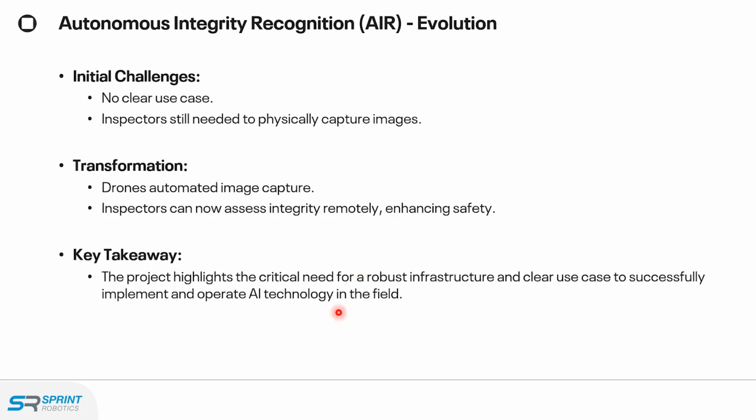So key takeaway. The project highlights the critical need for a robust infrastructure, and how to operate AI in the field. So it's a success story. A lot of the Shell sites are already using it. They have the infrastructure behind. Initially it was to teach the algorithm, but now I think it's an ongoing operation where the users are quite satisfied and save a lot of time for inspection, for external inspection, for example, for us as a screening tool.